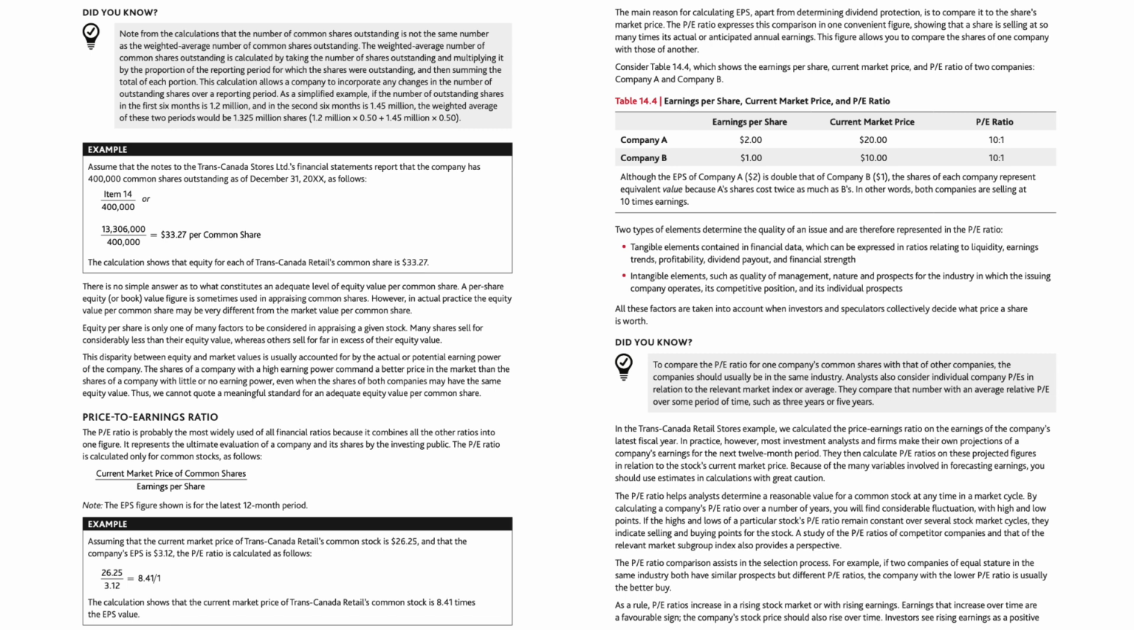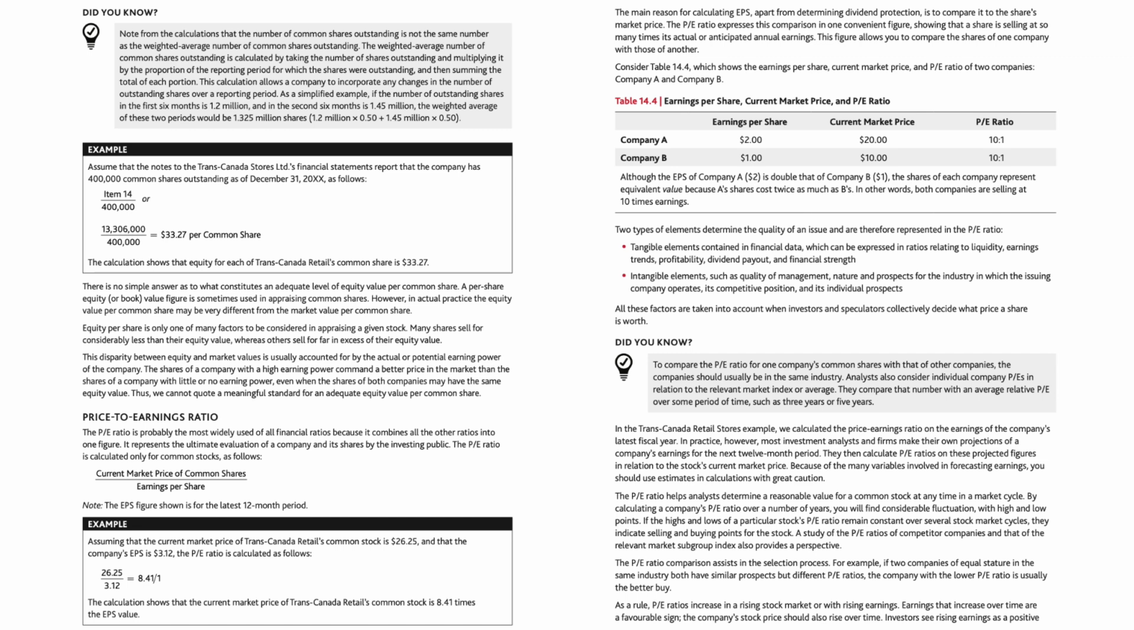year. In practice, however, most investment analysts and firms make their own projections of a company's earnings for the next 12-month period. They then calculate P/E ratios on these projected figures in relation to the stock's current market price. Because of the many variables involved in forecasting earnings, you should use estimates and calculations with great caution. The P/E ratio helps analysts determine a reasonable value for a common stock at any time in a market cycle.